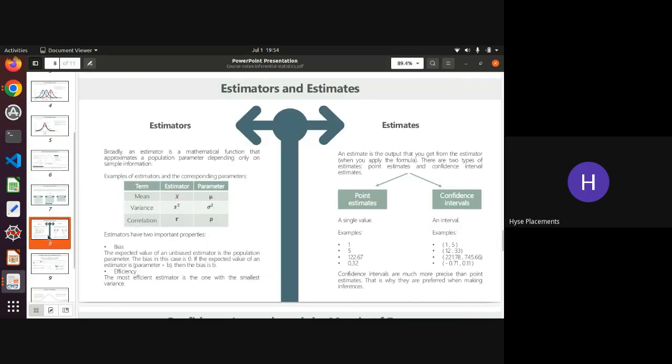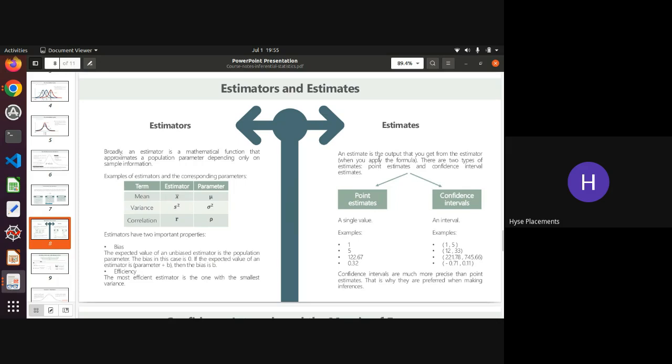See, estimators and estimates. Broadly, an estimator is a mathematical function that approximates a population parameter depending only on sample information. So the estimators are x bar, s square, the correlation coefficient r, and so on, corresponding to mu, sigma square and rho. Bias and efficiency I have already told you about; you can have a look at it.